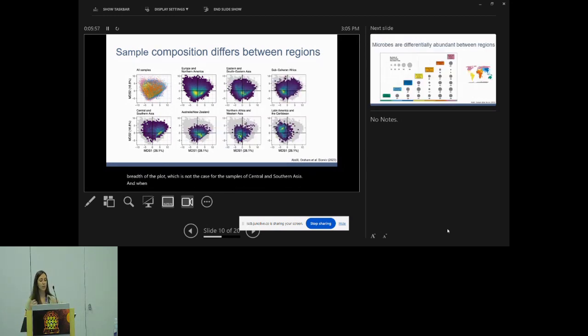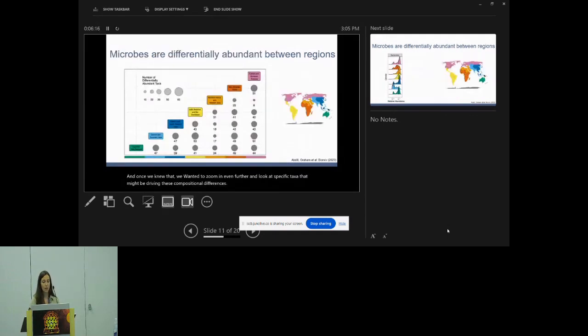And when we plot the rest of the regions, we see even more stark differences. So this was really exciting because it just demonstrates that there are compositional differences within microbiomes from these different world regions, as we were hoping to see. And once we knew that, we wanted to zoom in even further and look at specific taxa that might be driving these compositional differences. Now, we used a differential abundance analysis to do this.